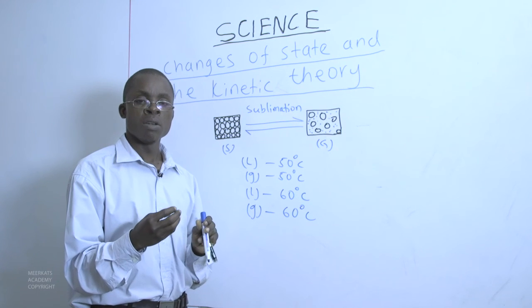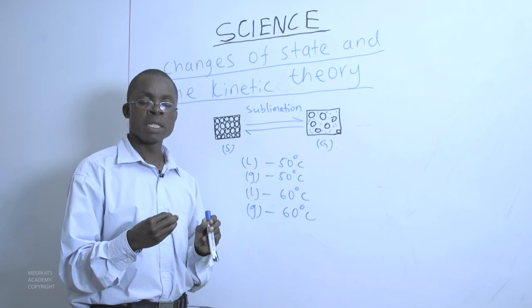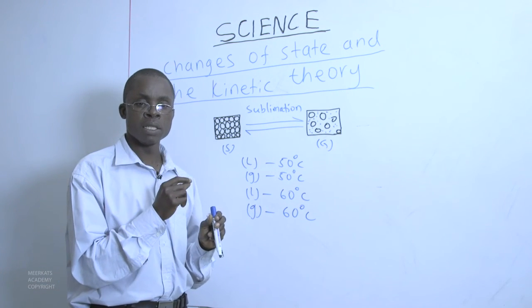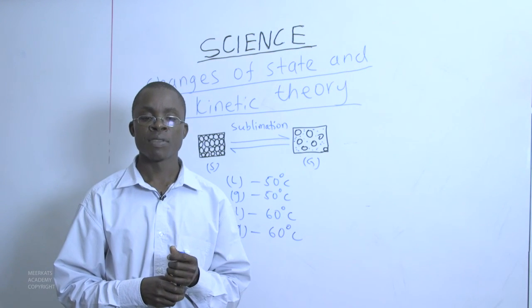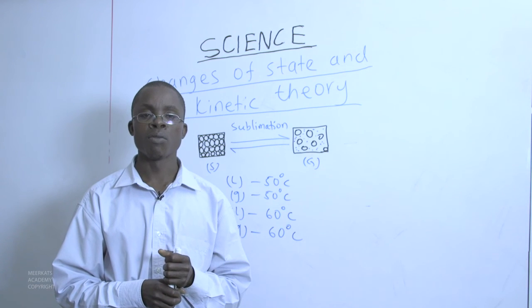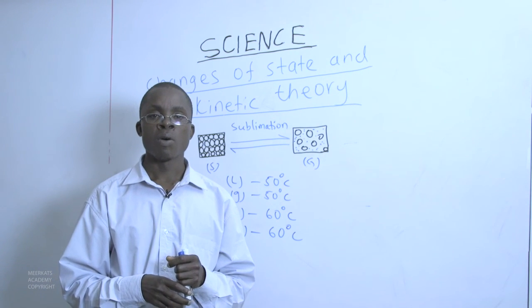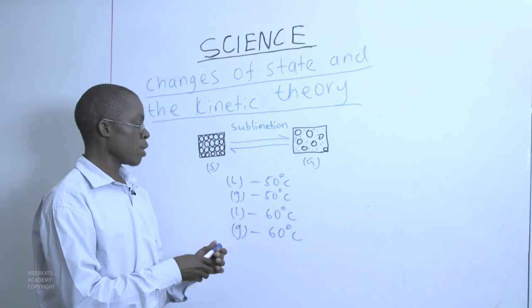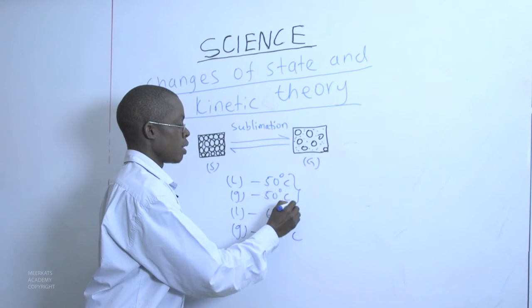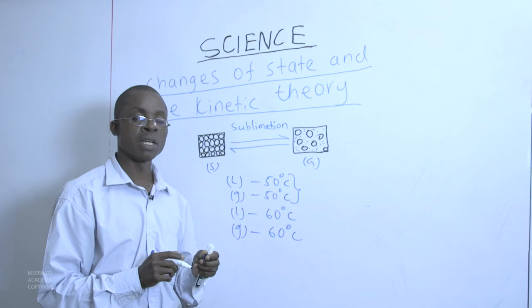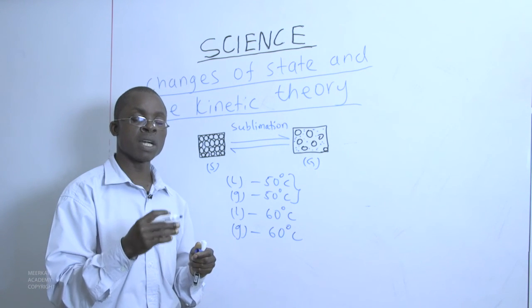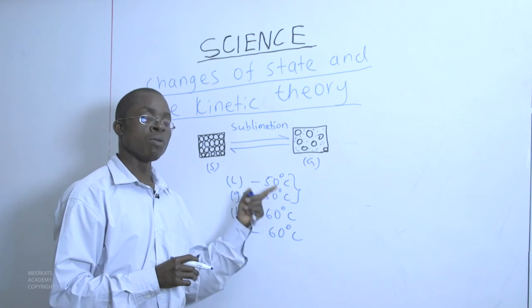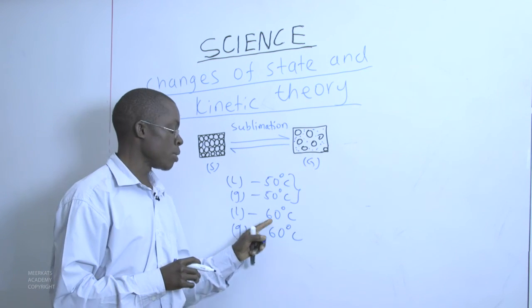And having more energy, you remember we said that kinetic energy and temperature are one and the same. High kinetic energy, high temperature, and faster movement of particles go together because each complements the other. So because of that, we rule out 50, because this one is at low temperature. We have just said temperature, kinetic energy, and movement go hand in hand. So 50 being less than 60, we move out the 50. So we remain with the 60.